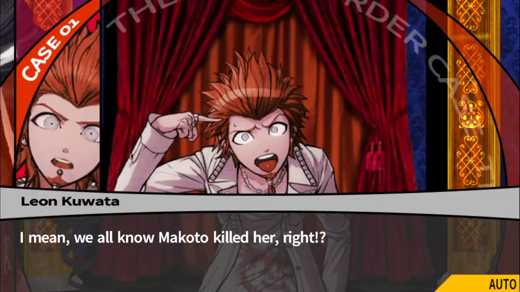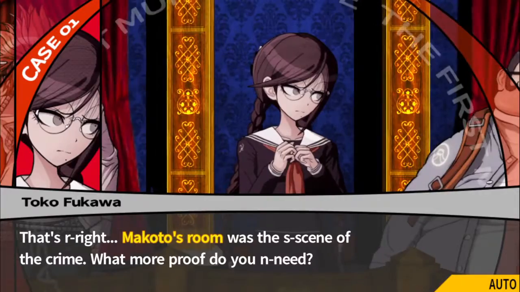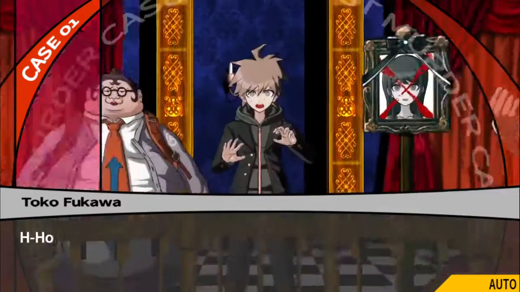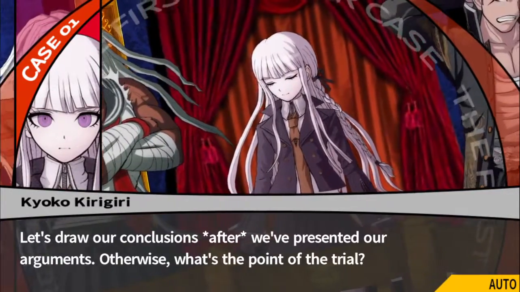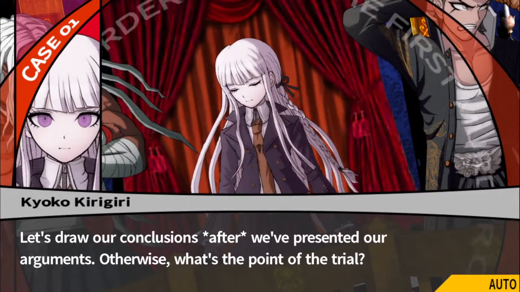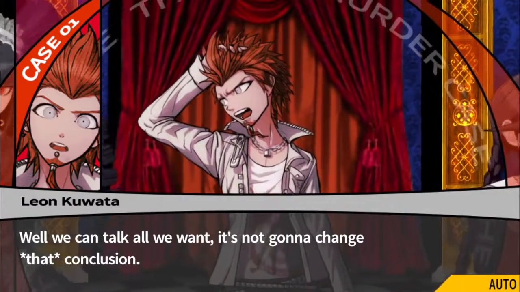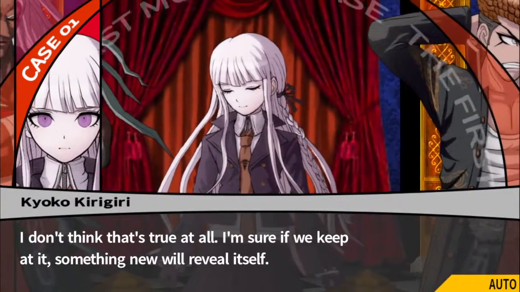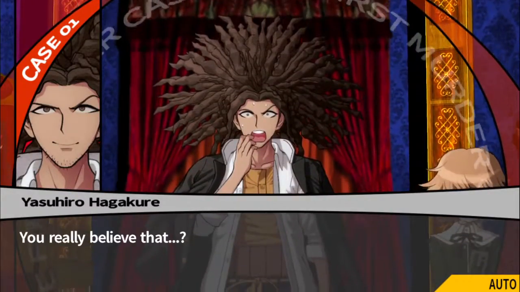I mean, we all know Makoto killed her, right? That's right. Makoto's room was the scene of the crime. What more proof do you need? Hold on a second. Let's draw our conclusions after we've presented our arguments. Otherwise, what's the point of the trial? Well, we can talk all we want. It's not going to change that conclusion. I don't think that's true at all. I'm sure if we keep at it, something new will reveal itself. You really believe that?